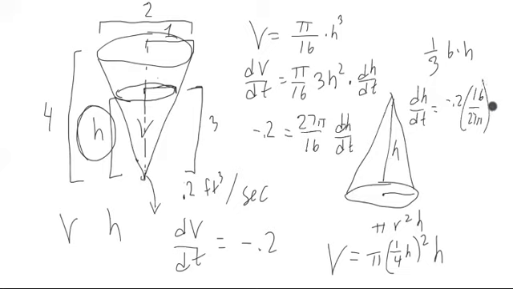And this is in feet per second. So that's how fast it's going downward here, which can be figured out by simplifying or working that out right there.